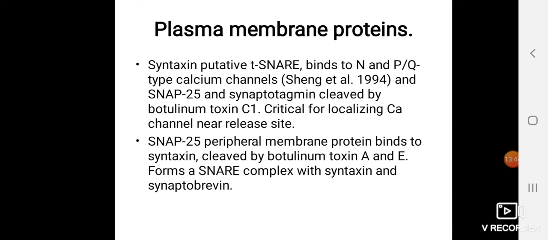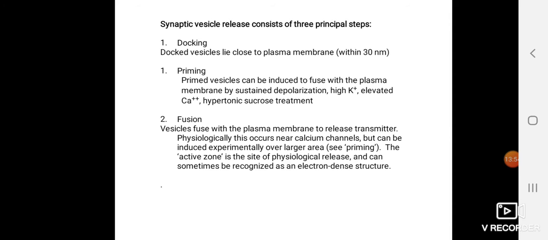So SNAP25 is a peripheral membrane protein. It binds with syntaxin, is cleaved by botulinum toxins, and forms a SNARE complex with syntaxin and synaptobrevin. So how does the process of fusion take place? The fusion happens in three important steps: docking, priming, and fusion.